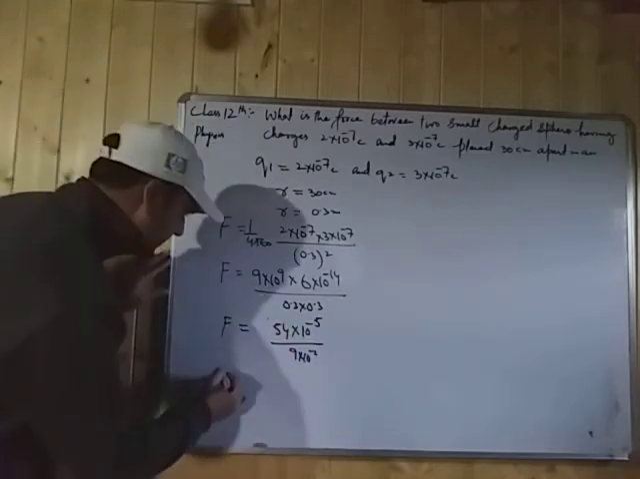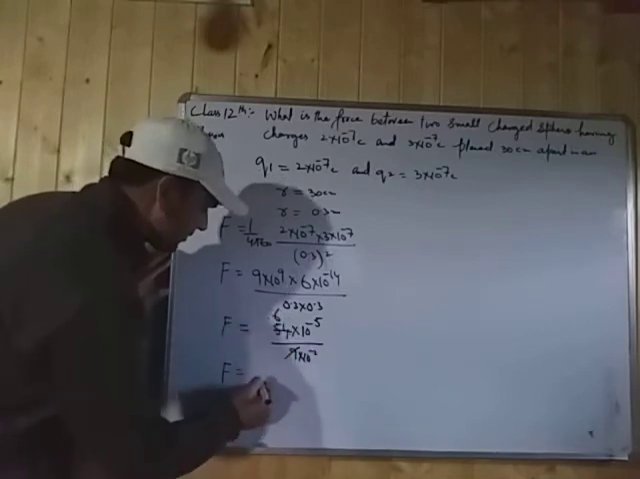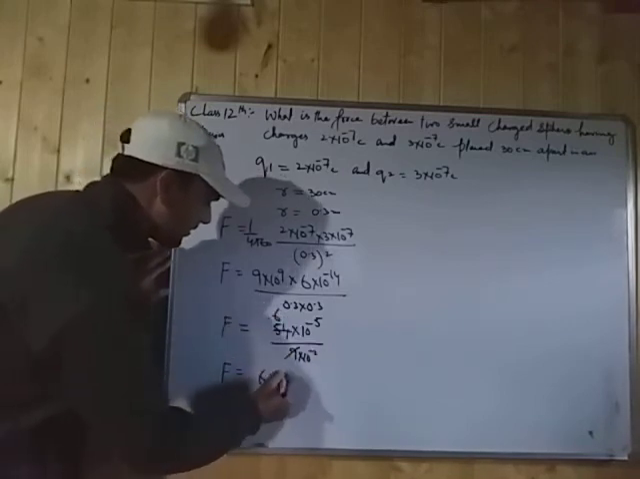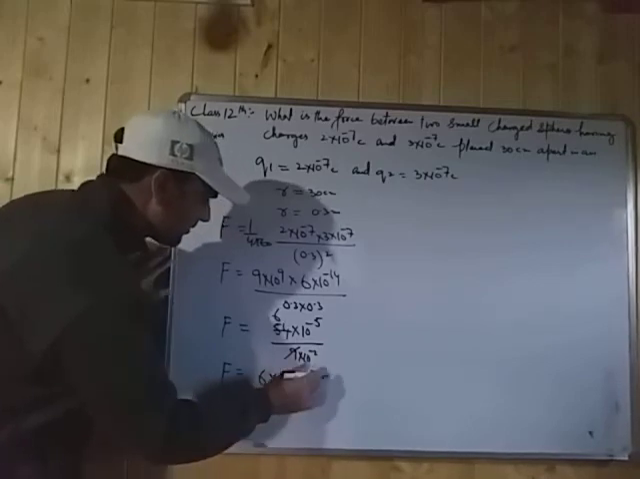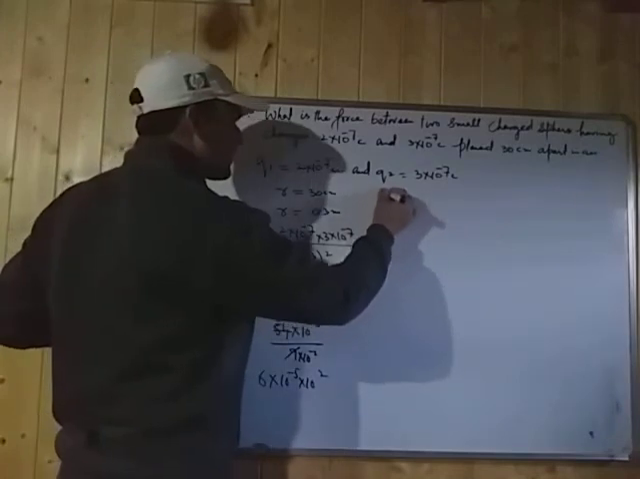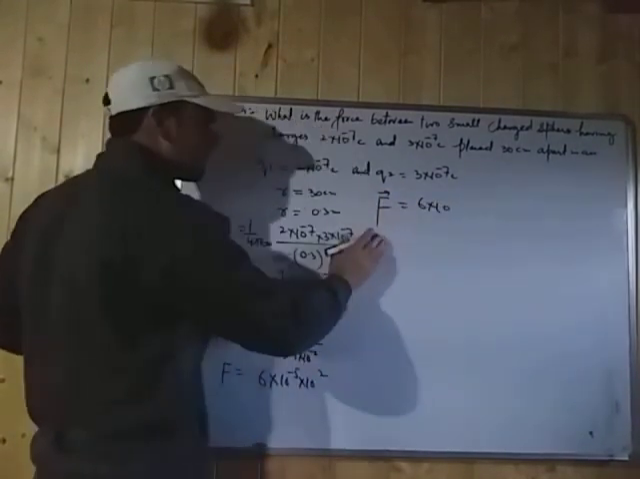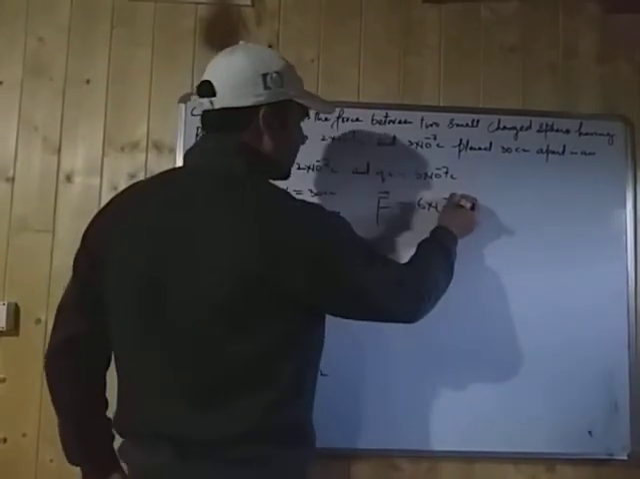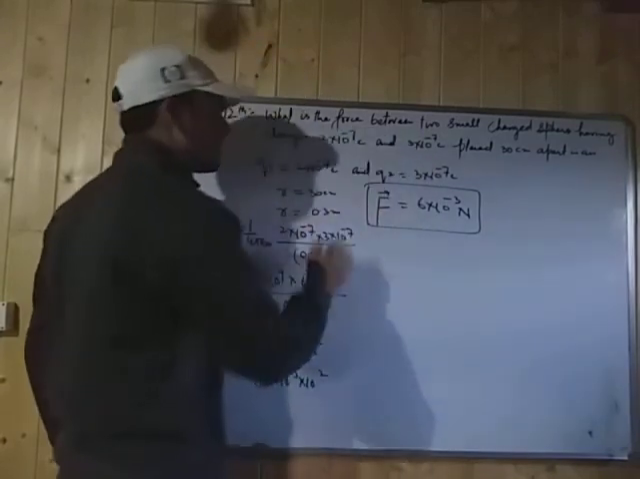So we can write here force is equal to 6 into 10 raised to power minus 5 into 10 raised to power plus 2. Or we can write force is equal to 6 into 10 raised to power minus 3 newtons. So another numerical.